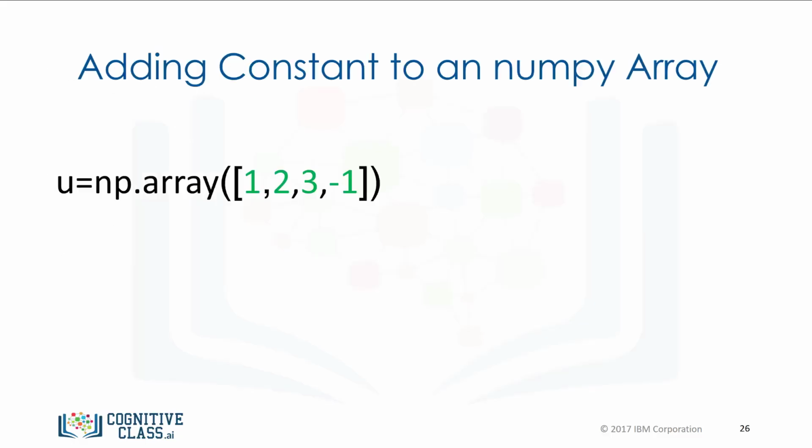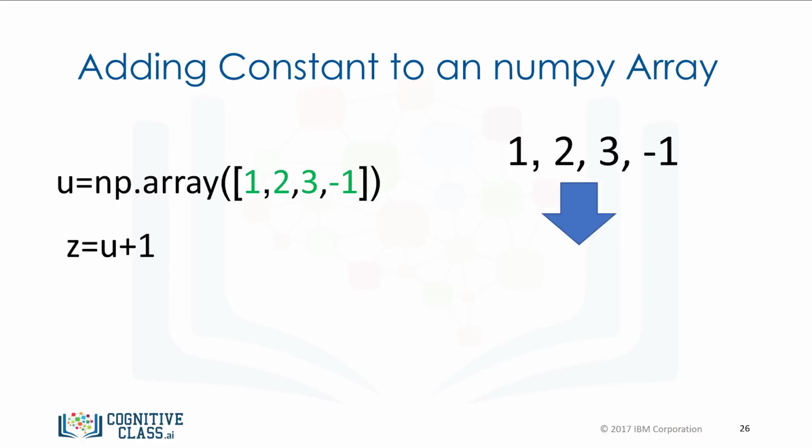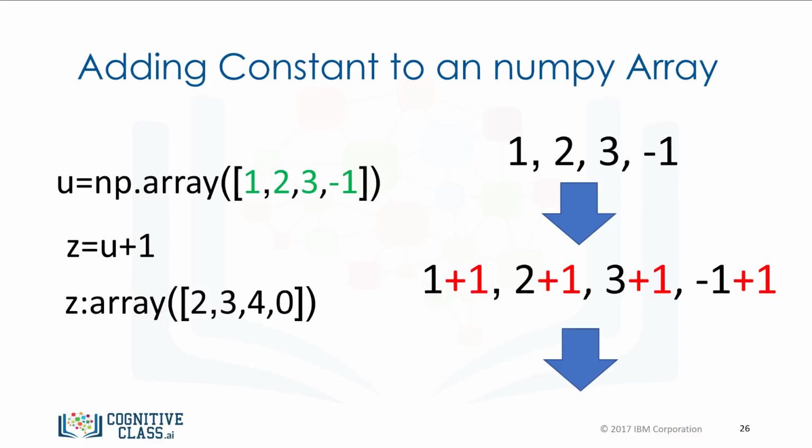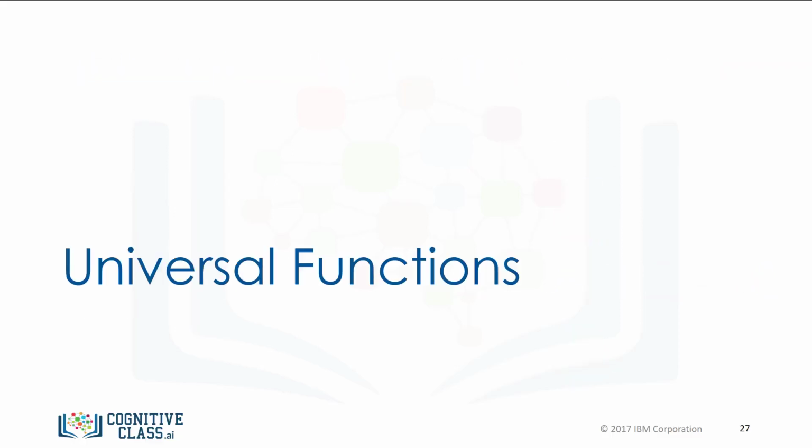Consider the array u. The array contains the following elements. If we add a scalar value to the array, Numpy will add that value to each element. This property is known as broadcasting. A universal function is a function that operates on ND arrays.